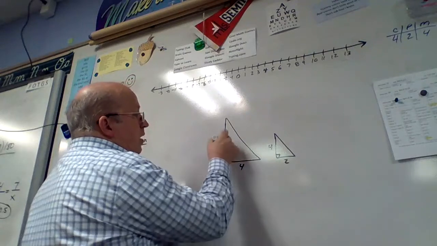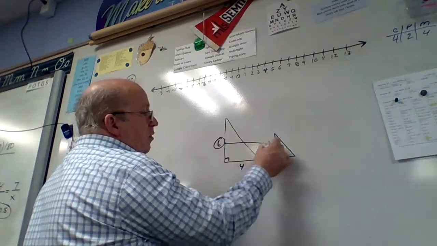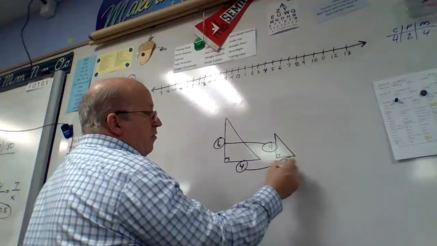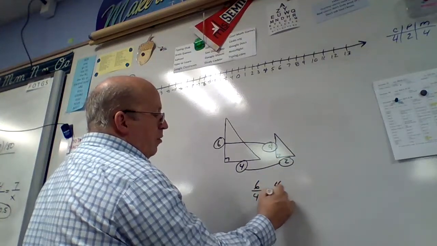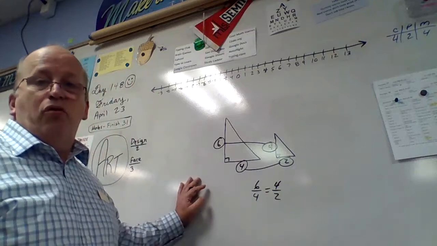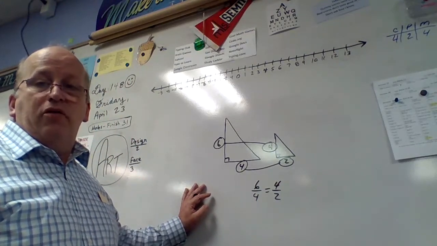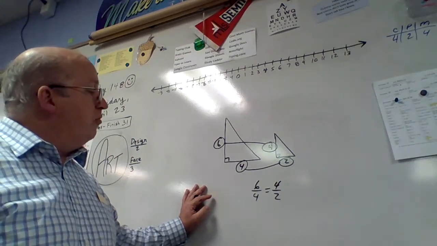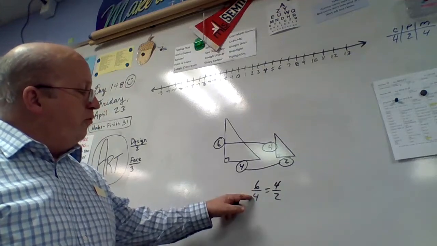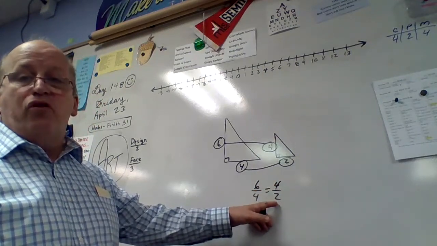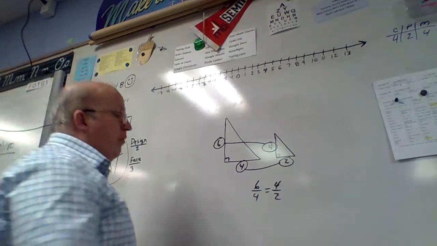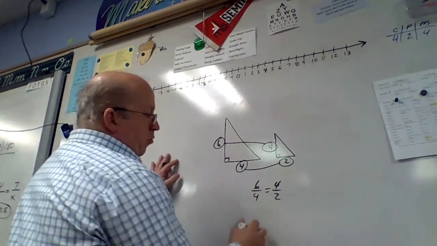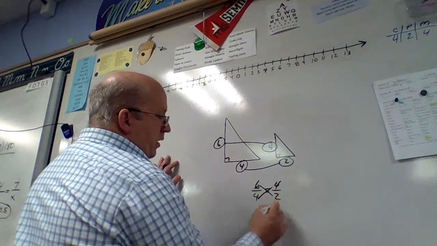Well, the way I would do that is I would say to myself, let's look at the corresponding sides. And let's see if the corresponding sides form equivalent ratios. Do the corresponding sides form equivalent ratios? Is 6 over 4 the same thing as 4 over 2? I don't know. How do we figure that out? Well, there's a couple ways, but here's one. Let's use cross products.